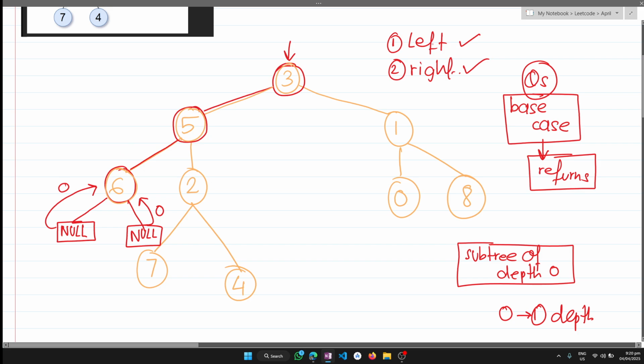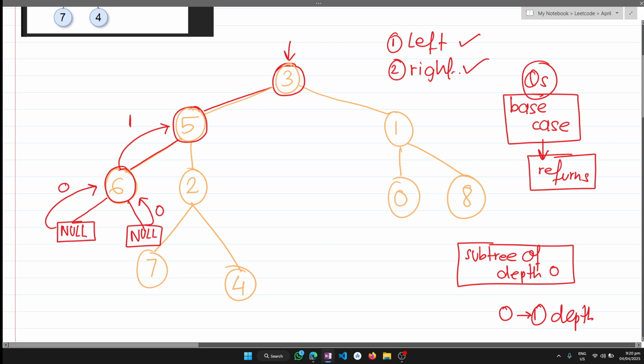Alright, having made the left and right recursive calls, what do I return from here? That's very important. You see, what do I return? I should return 1. Okay, but then do I need to return something else as well?